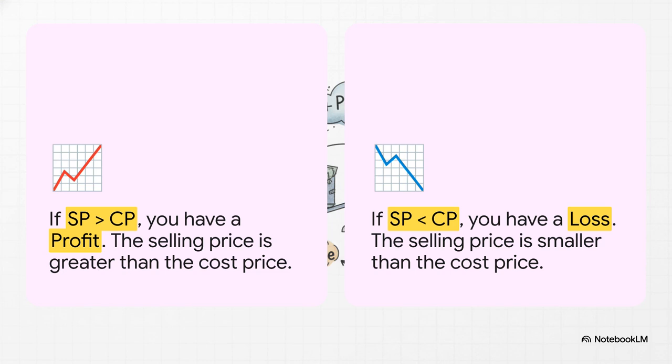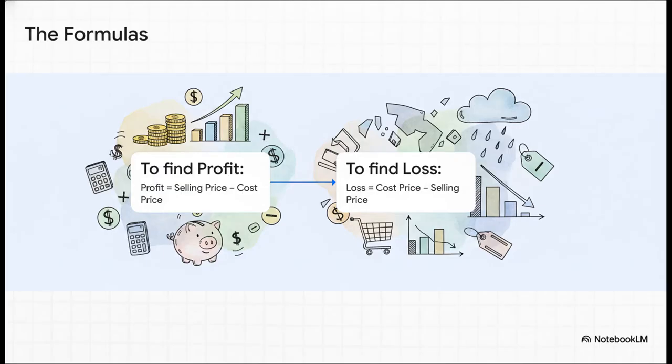If your selling price is bigger than your cost price, you've made a profit. But if your selling price is smaller than your cost price, you've taken a loss. So for Maya, her SP was 15 rupees and her CP was 10 rupees. Since 15 is bigger than 10, she definitely made a profit. But how do we find out exactly how much profit or loss?